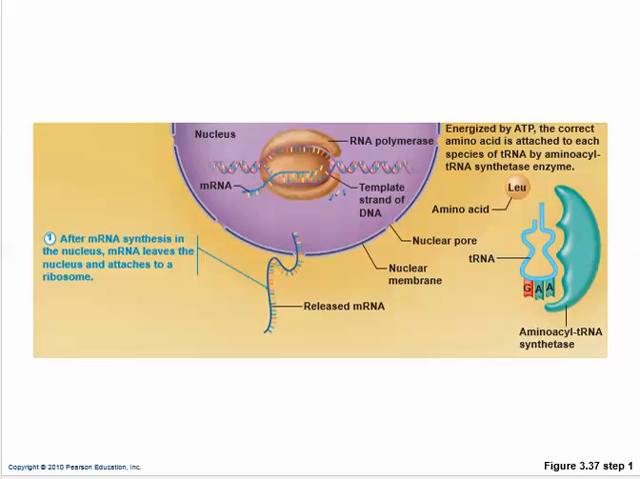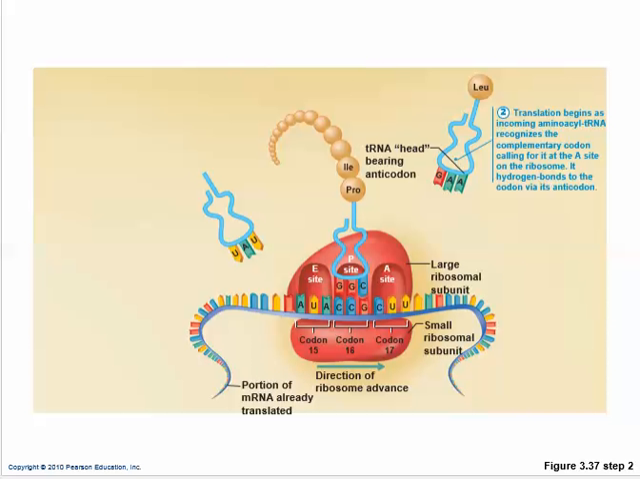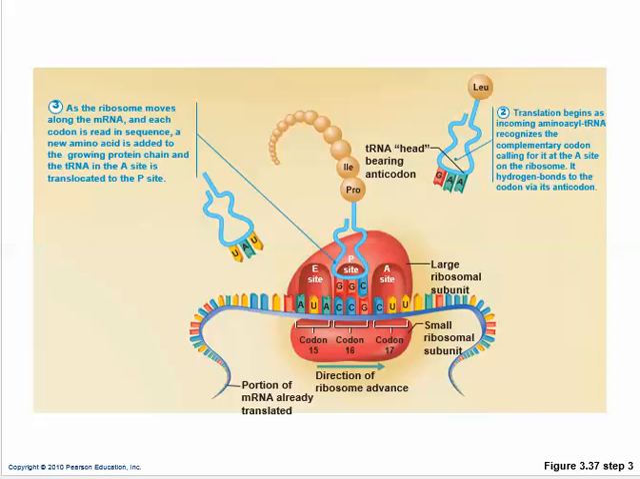So the messenger RNA comes out the nuclear pore. The amino acid is attaching to the transfer RNA. The codon is in the ribosome. The next amino acid is being added to the chain of this growing polypeptide, which is going to be a protein. It gets read.